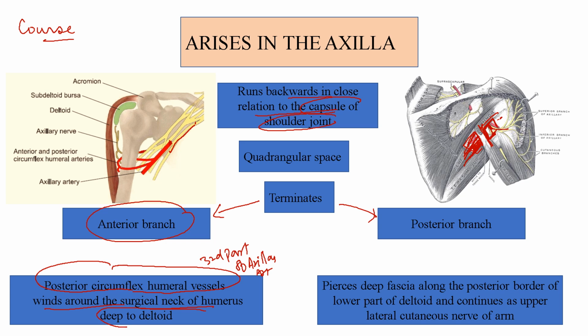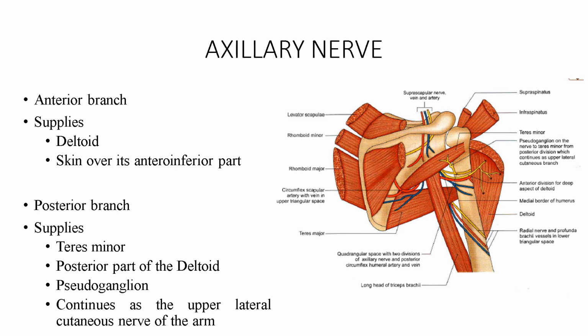So this axillary nerve winds around the surgical neck of humerus, then it goes deep to the deltoid muscle and supplies the deltoid muscle. The posterior branch pierces the deep fascia along the posterior border of the lower part of the deltoid muscle. You can see this is the contour of the deltoid muscle. The posterior branch runs along the posterior border of the lower part of the deltoid and continues as the upper lateral cutaneous nerve of the arm. So this is the course of the axillary nerve.